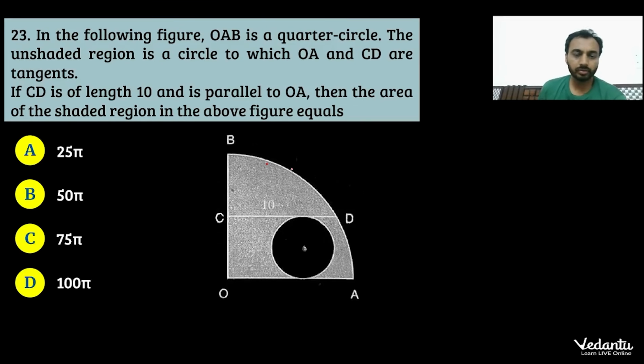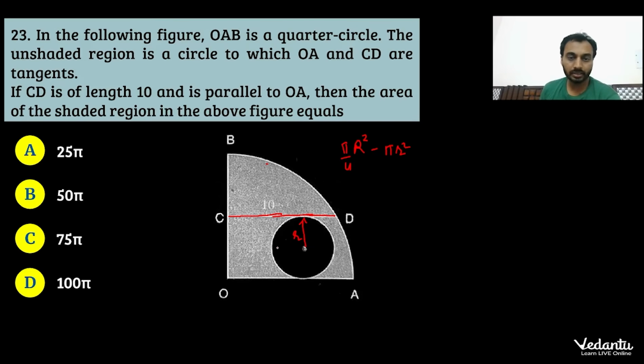So in question number 23, we have a quadrant of a circle in which we have drawn a full circle here, and CD is 10. So we have to find the area of the shaded part, right? So if we say the radius of this quadrant is R and the small circle radius is r, so we have to find out pi by 4 R square minus pi r square. So that we have to find out.